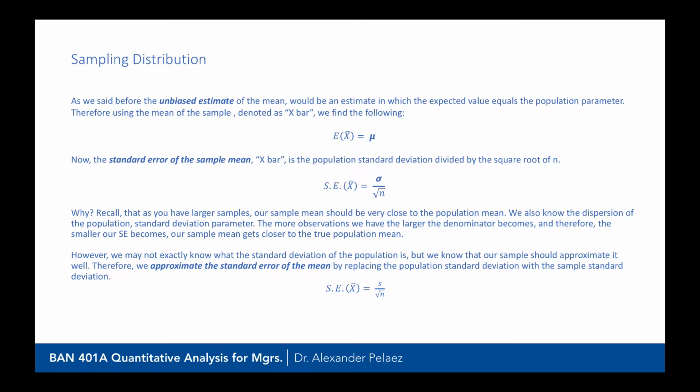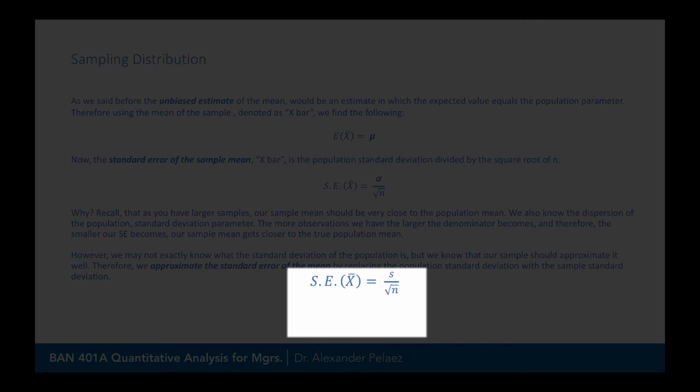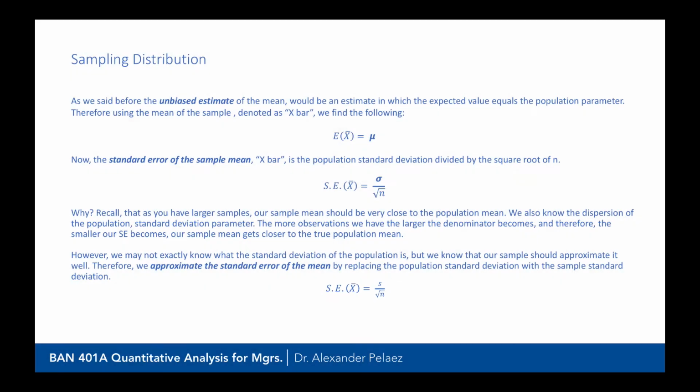Now in this formula, however, we don't know exactly what sigma is. It's not really common to know the population standard deviation, but we can approximate the standard deviation by using the sample standard deviation. And therefore, we can actually replace the population standard deviation with the sample standard deviation, which we will denote as s. And this gives us the approximate standard error of the mean, and it's reasonable to use it.